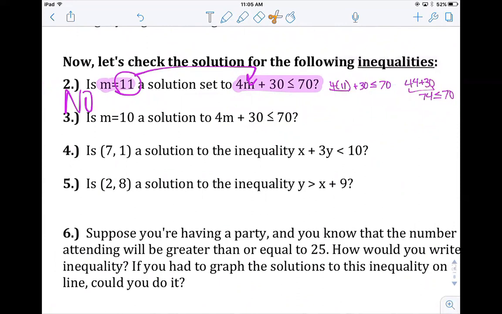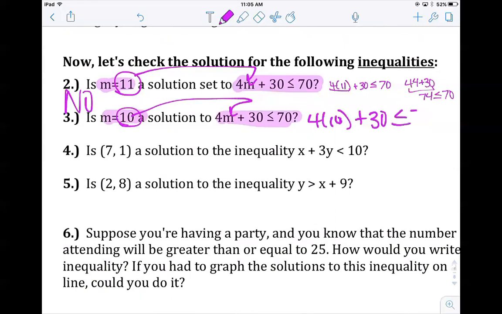All right, number 3, is m equals 10 a solution? Now we're looking at 10 in the same inequality, 4m plus 30 is less than or equal to 70. So we're going to replace m. We're going to do 4 times 10, which is 40, plus 30. And we want to see, is it less than or equal to 70? So that becomes 70 is less than or equal to 70. Because it is less than or equal to, with that bar underneath, this is a yes. It can be a solution. If it was 70 is less than 70, then it would be a no. But because it has less than or equal to, it is definitely a yes.